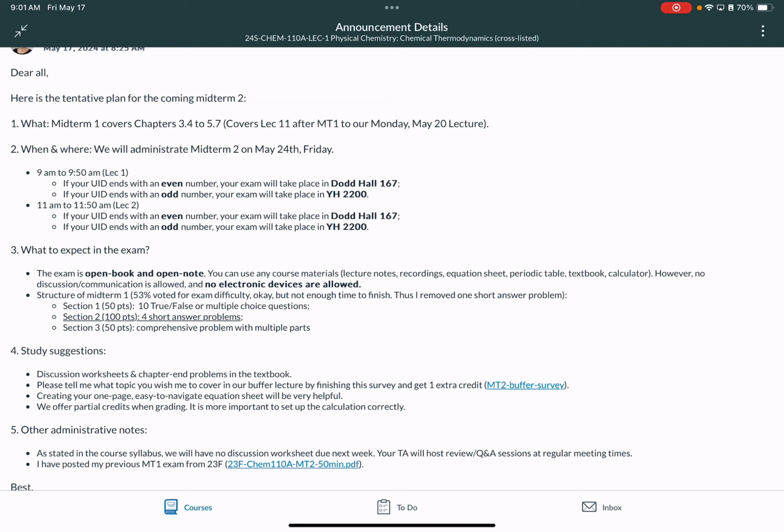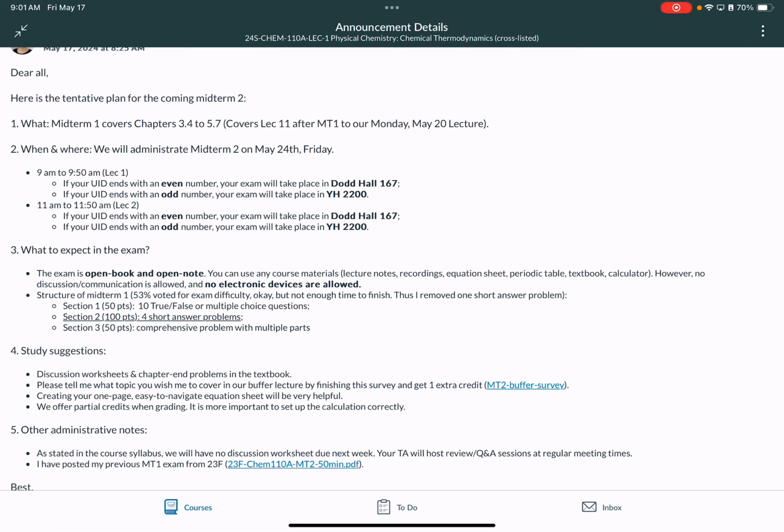What to expect on the exam? Everything will be pretty much the same. Open book, open note, bring your own equation sheet, periodic table, whatever you think may come useful to you. No electronic devices are needed. But during the exam, if you feel like, oh, I just forgot what the gas constant is, and you didn't have it written down, you can always ask us. We'll just put it on the board for any of the constants you want to know.